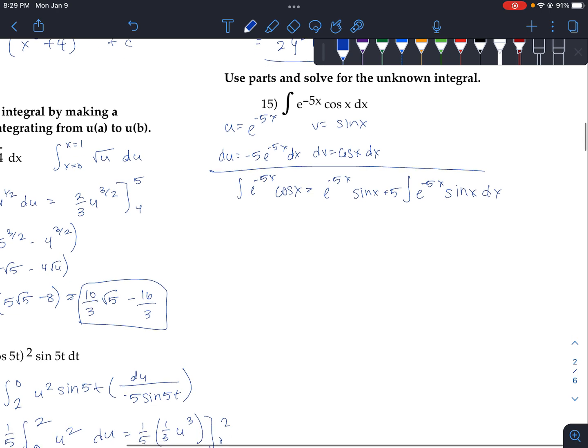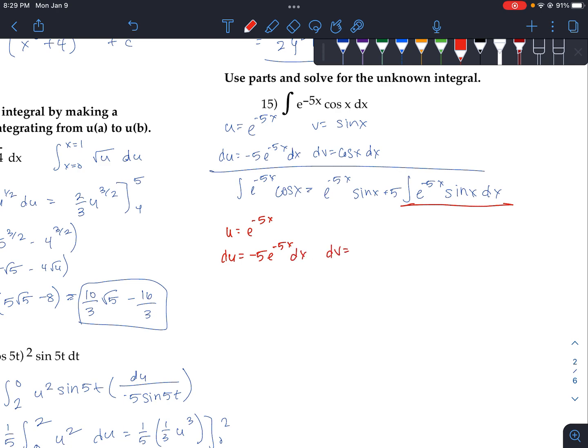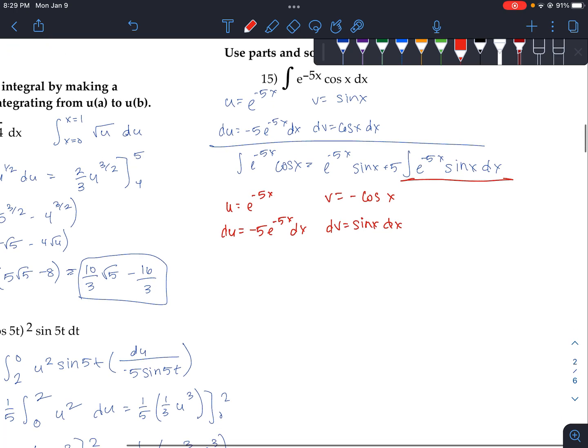Okay, so now I need to solve this part right here. So let's say u is equal to, again, we're going to have to do it again, e to the negative 5x. That means du would be equal to negative 5 e to the negative 5x dx. dv would be equal to sine of x dx, and v would be equal to negative cosine of x.